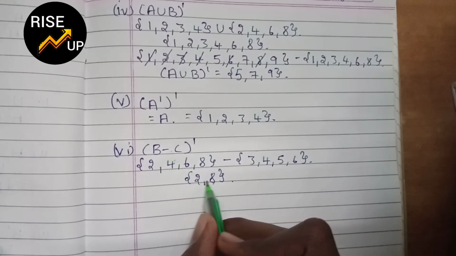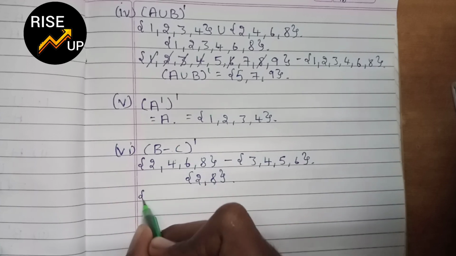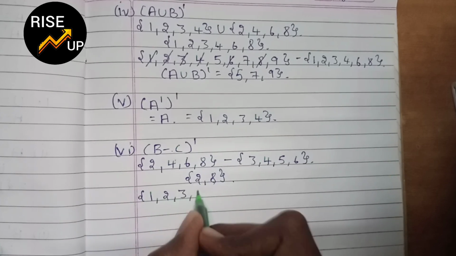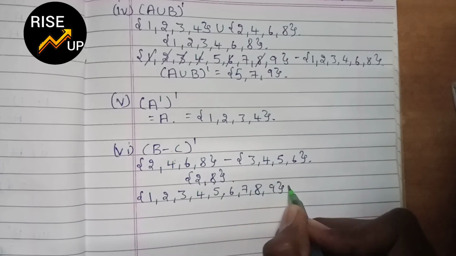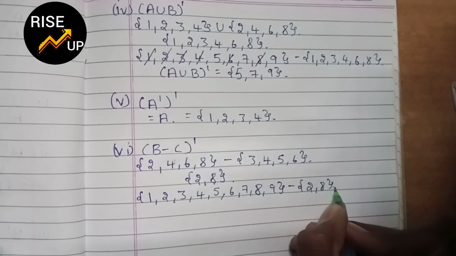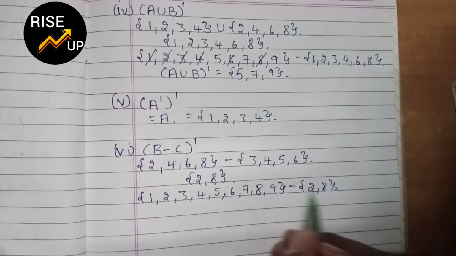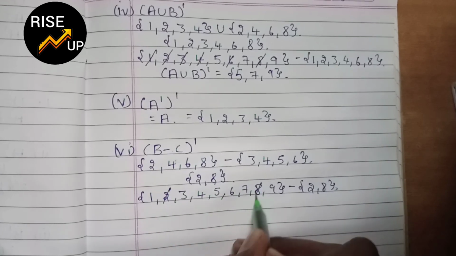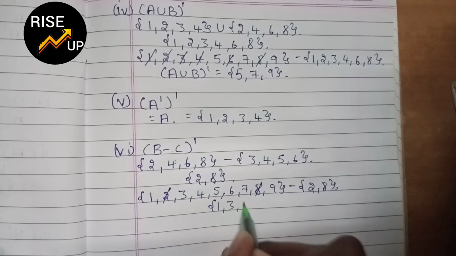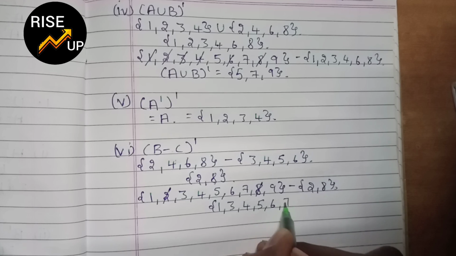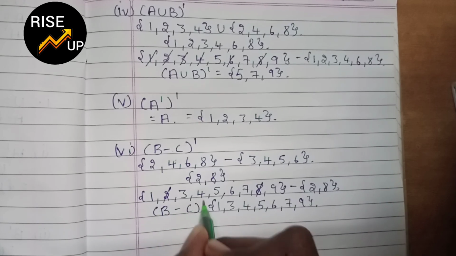The complement of this is universal set minus 2, 8. Write down the elements of the universal set, minus 2, 8, which you have obtained here. Now cancel out 2, 8. 2 and 8 are cancelled. What are the elements remaining? 1, 3, 4, 5, 6, 7 and 9. That is your answer for (B minus C) whole complement.